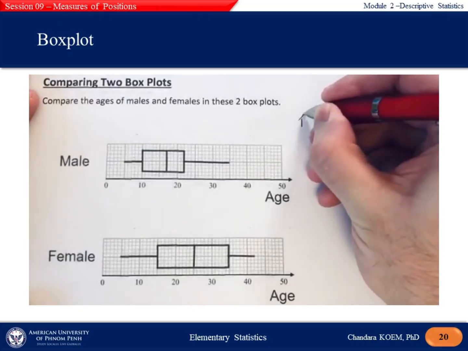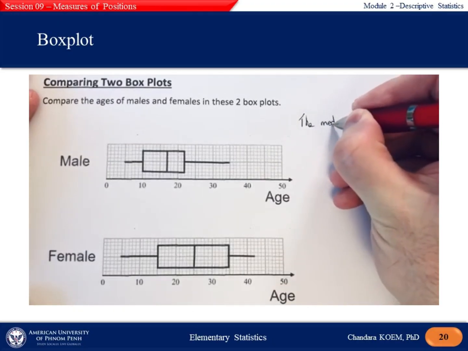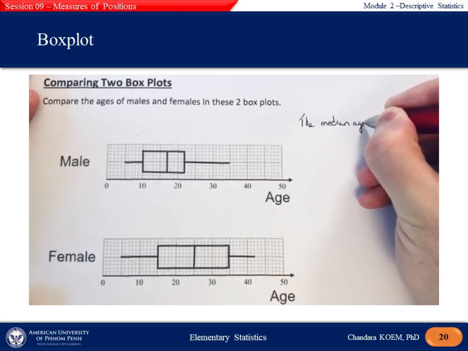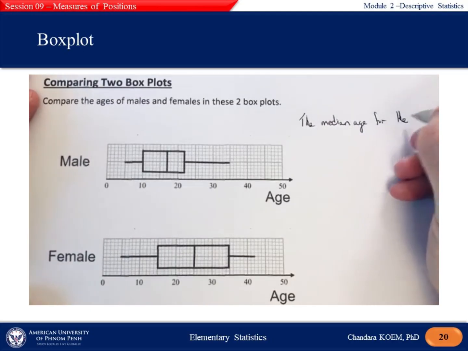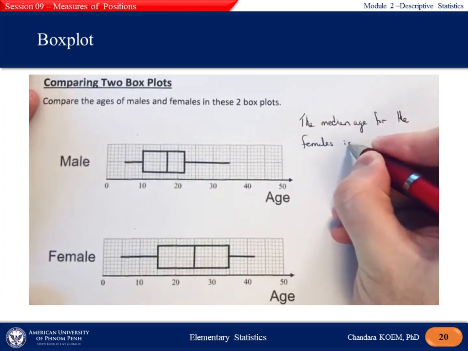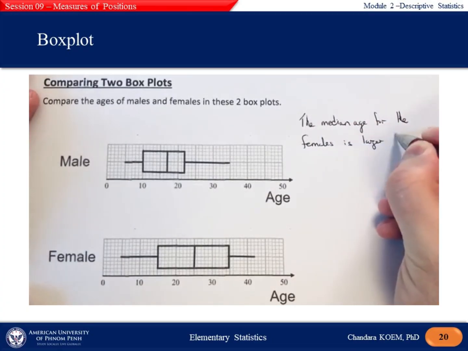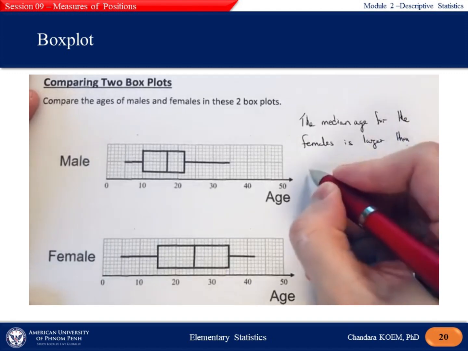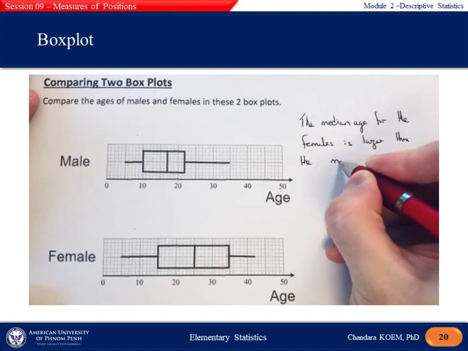So we can say the median age for the females is larger than the males.